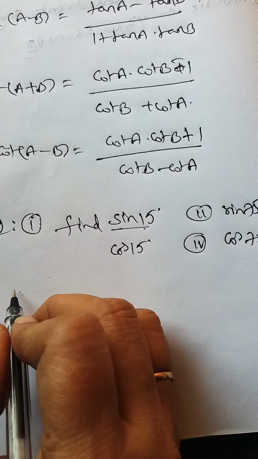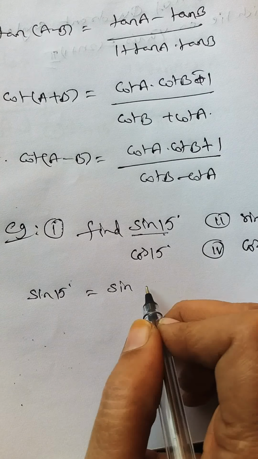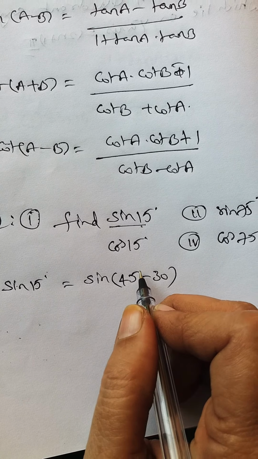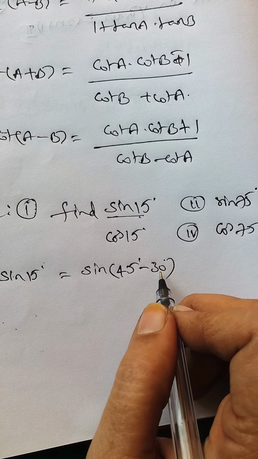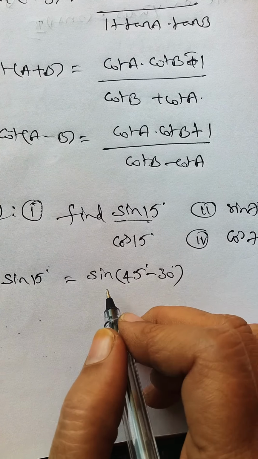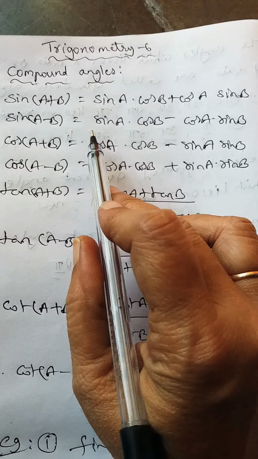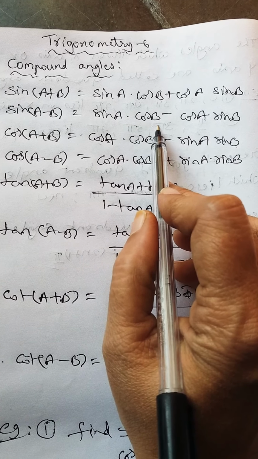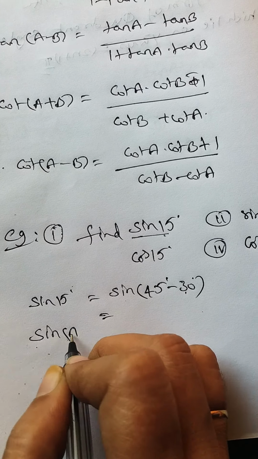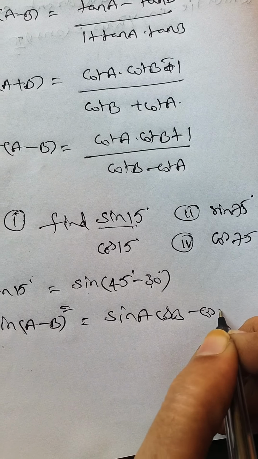Find sine 15 degrees. There is no specific value for sine 15, but we can write 15 degrees as 45 degrees minus 30 degrees. We know the specific trigonometric values for 45 degrees and 30 degrees. So we can write sine 15 as sine of 45 minus 30. So it is in the form of sine of A minus B. What is the formula for sine A minus B? Sine A cos B minus cos A sin B.